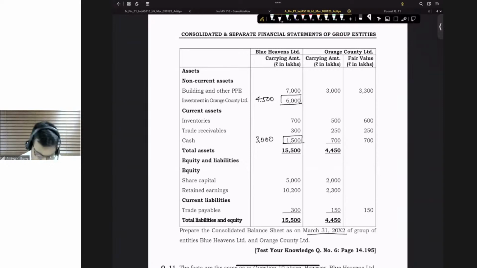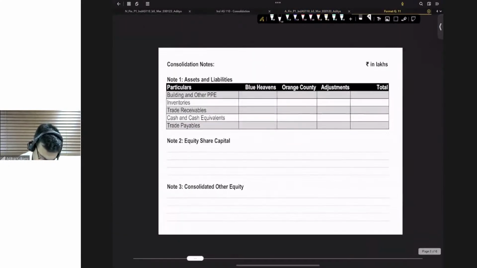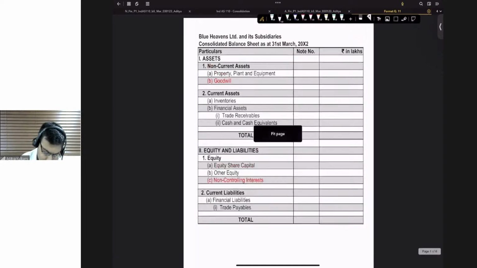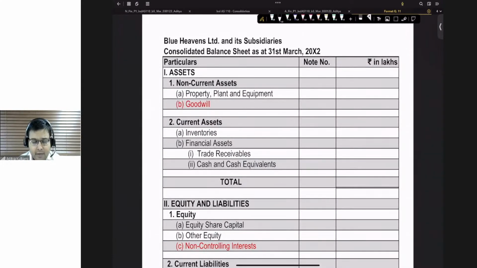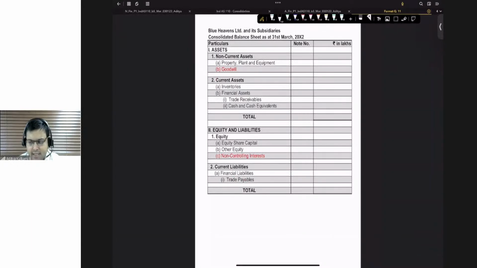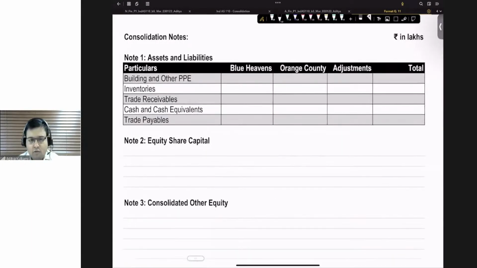Okay, so first step is, what is my first step in consolidation? Draw the balance sheet of the company, the consolidated balance sheet. You will always give the title as the company and its subsidiaries, consolidated balance sheet as at 31st March 20x2. Okay, so draw the balance sheet, keep the things ready. Then we move on to note number 1, assets and liabilities.